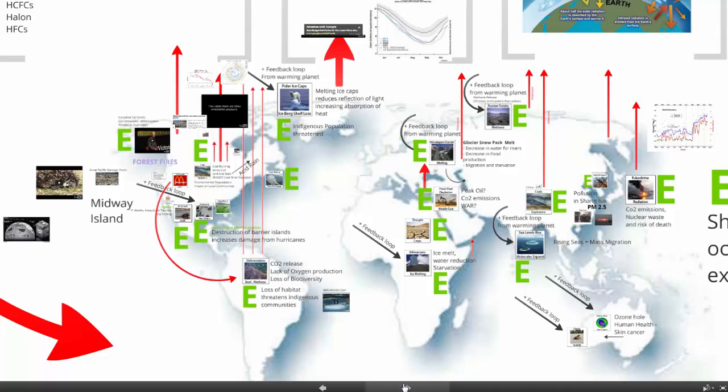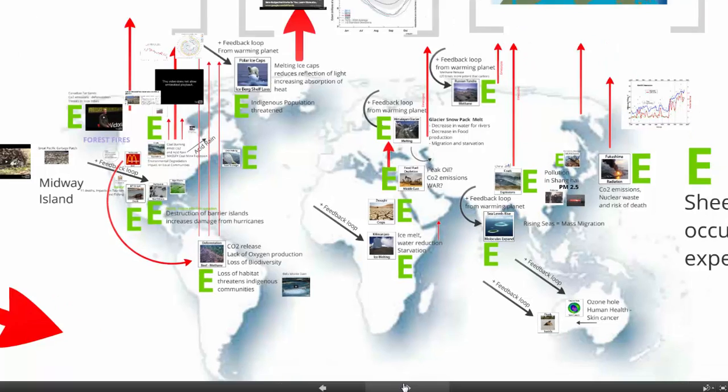So here's the map. And by the way, you're free to come in. I'll be giving you the link to this. You're free to come in and browse around here and watch some of the movies if you'd like.